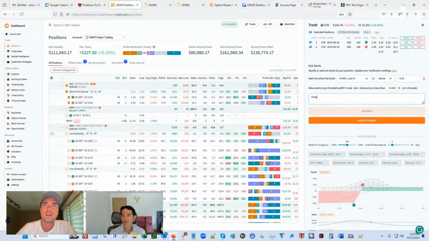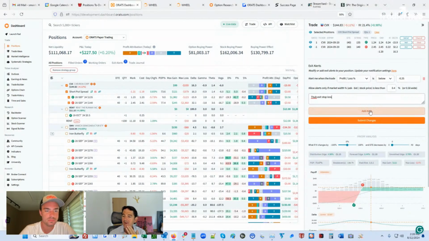At the end of the day, a short put spread has the same sort of payoff structure across all different symbols, right? You're making money when the stock goes up and you're losing money when the stock goes down. So I think it is a good approach to finding what kind of exit triggers or entry triggers work.